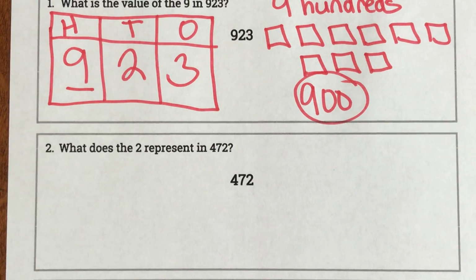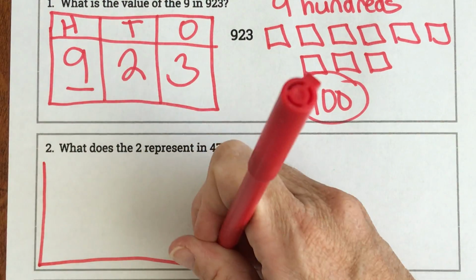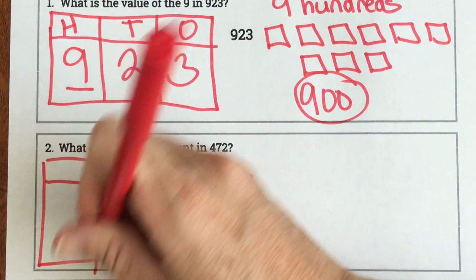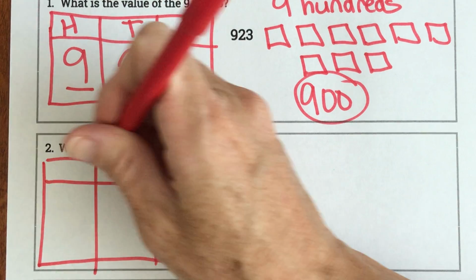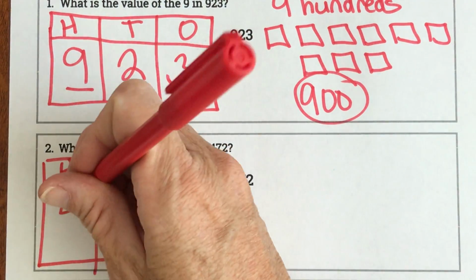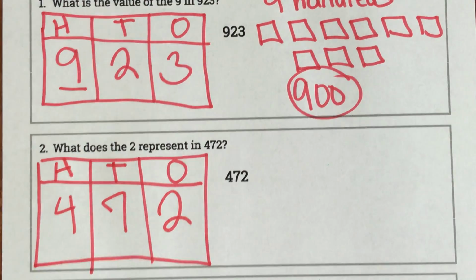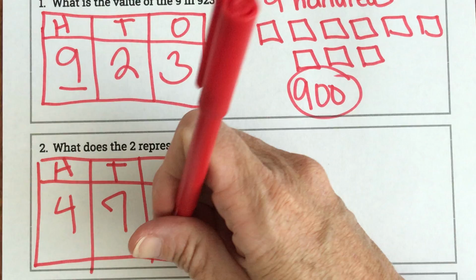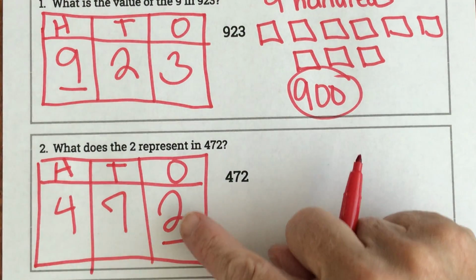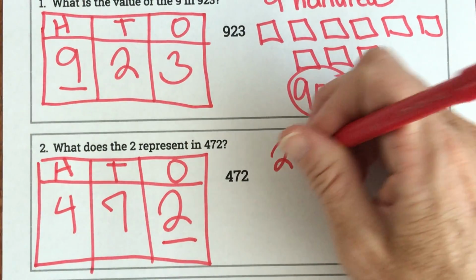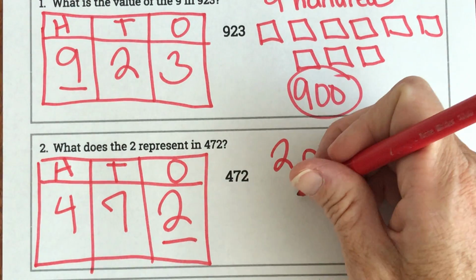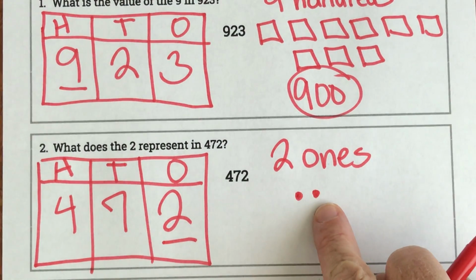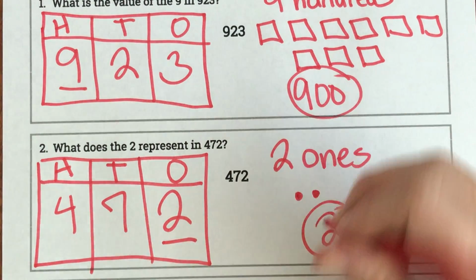Okay, let's look at my next one. It says, what does the 2 represent in 472? Okay, so I'm going to start by making my place value chart. Ones, tens, hundreds, and my number is 472. And they want me to look at the digit 2, because that's what they're asking what the 2 represents. So the 2 is 2 ones. That's what I have. 2 ones. So if I was to draw that, I would have 1 and another 1, which means its value is just 2.